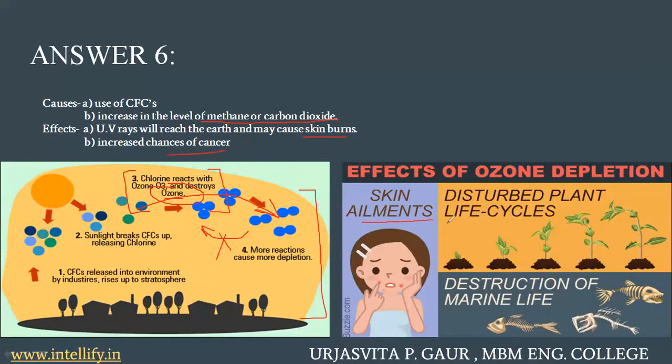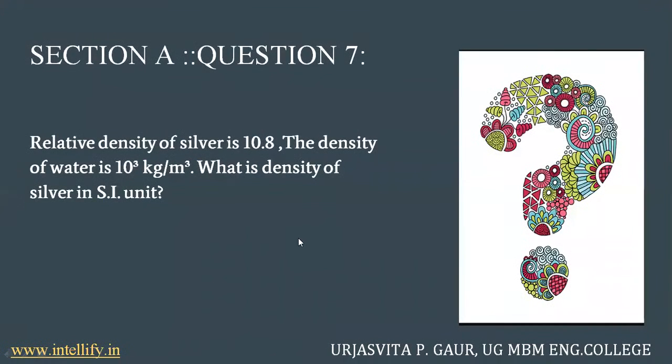Then you have disturbed life cycle of plants, because these radiations are also going to affect the growth of plants. And yes, destruction of marine life as well, because these radiations are going to reach the water, and definitely they are going to change the constitution of the water as well, which might not suit the marine life. So it has a lot of effects, in fact, not only on human beings but also on all sorts of life that exists on the earth.